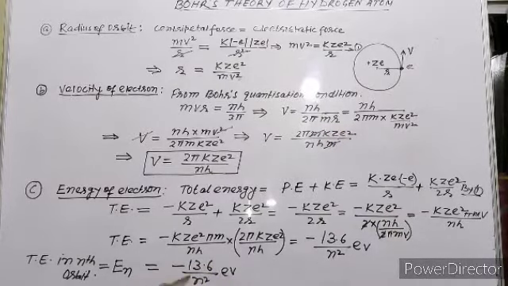In the first orbit, n equal to 1, then we put here minus 13.6 by 1 square. So that is the energy in the first orbit. If you want to get the energy in the second orbit, then n equal to 2. Then similarly, you can calculate the total energy of electron in any orbit.